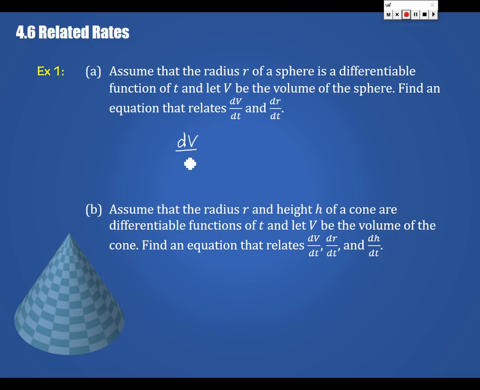dV, so there's nothing to say here. I'll just write it again. dV/dt equals 4 pi r squared dr/dt. All right, this is an interesting problem, though, with a cone here.